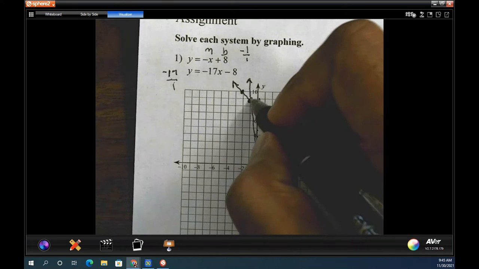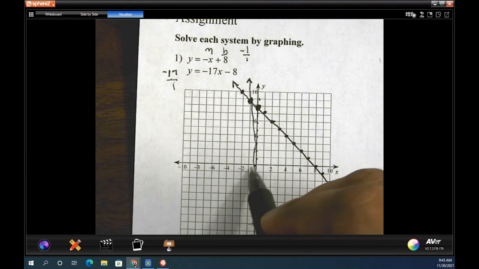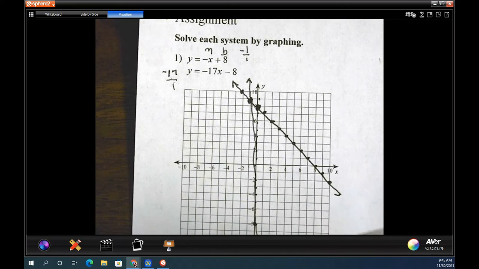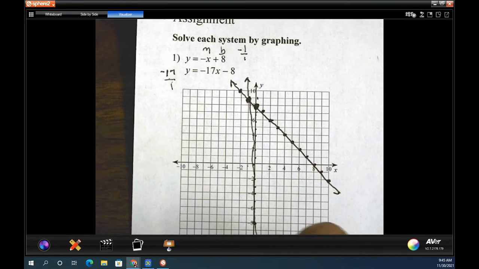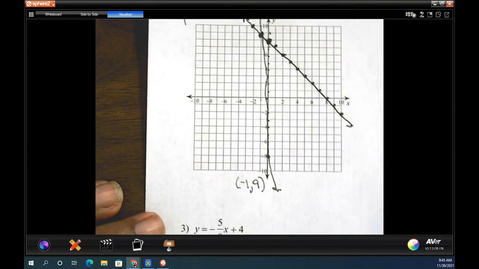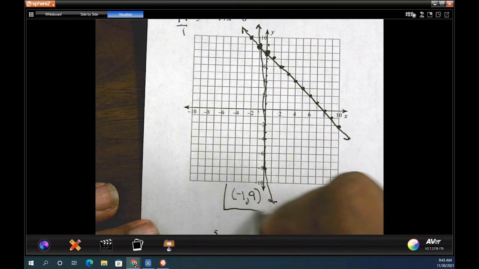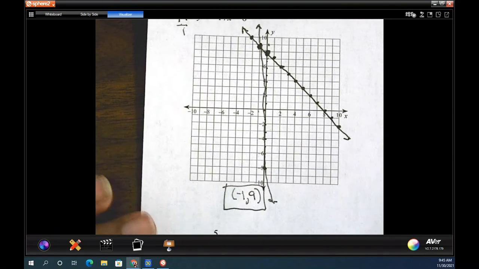Now, they intersect at that point right there, which is -1, 9. That's the solution to it. Whoops, you can't see it. -1, 9. That's the answer. That's what we're looking for right there. Now, let me show you this. Write this down.